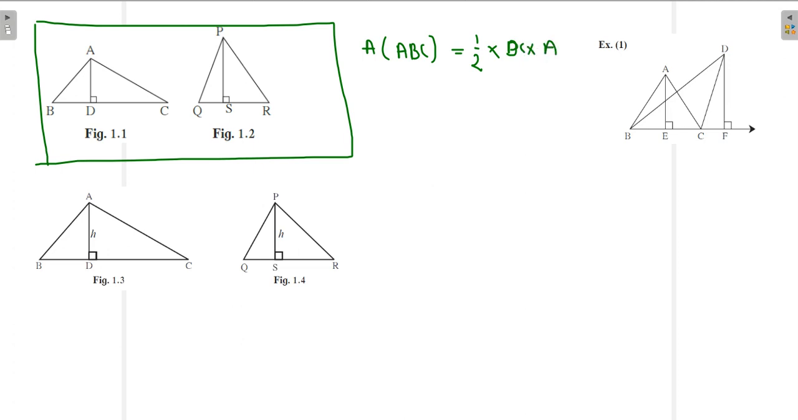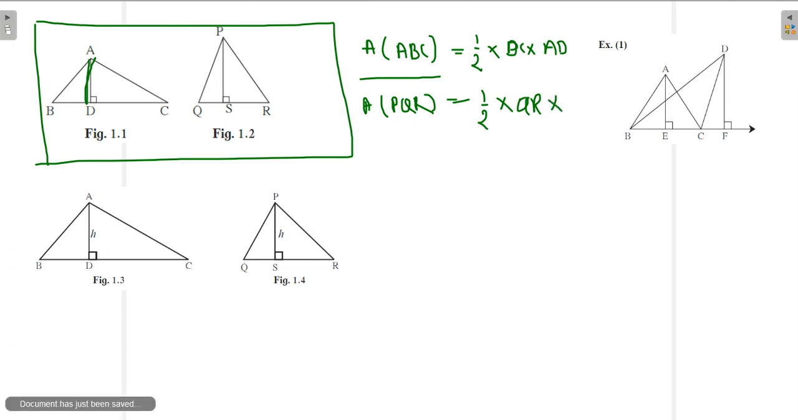Height is always the altitude, or you can say the straight line on the base, this is the height of triangle ABC. Now if I ask you the area of PQR, then you can surely tell me area of PQR is nothing but half into base QR into height PS, right?